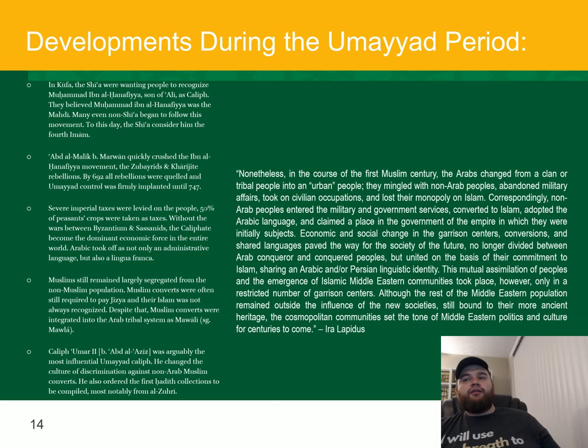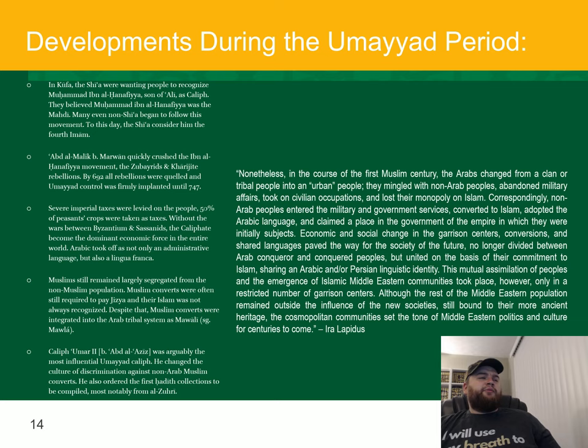And what he says about the Umayyad time period is that in the course of the first Muslim century, the Arabs changed from a clan or tribal people into an urban people. And so they mingled with non-Arab peoples. During Umar bin Abdul Aziz's time, they left these garrison towns and started to integrate into the city with the non-Arab people, becoming this urban cosmopolitan empire. They abandoned the military affairs. The expansion by that point was at a stalemate. They weren't as concerned with it. They were driven to look internally and domestically, if you will.